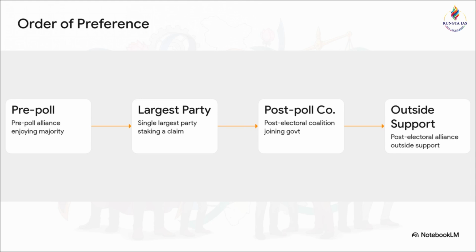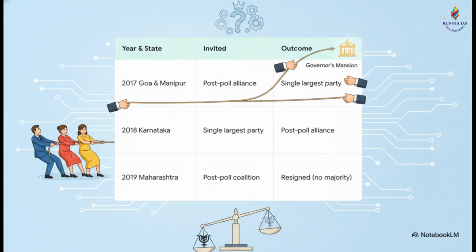Memorize this order. First, you look for a pre-poll alliance that enjoys a majority. Second, you invite the single largest party staking a claim. Third, a post-electoral coalition where all the partners are joining the government. And finally, fourth, a post-electoral alliance where some parties are just providing outside support. Just writing this sequence down in your paper fetches you direct marks. But here is where it gets interesting for your critical analysis. Historically, the application of these rules has been highly inconsistent.